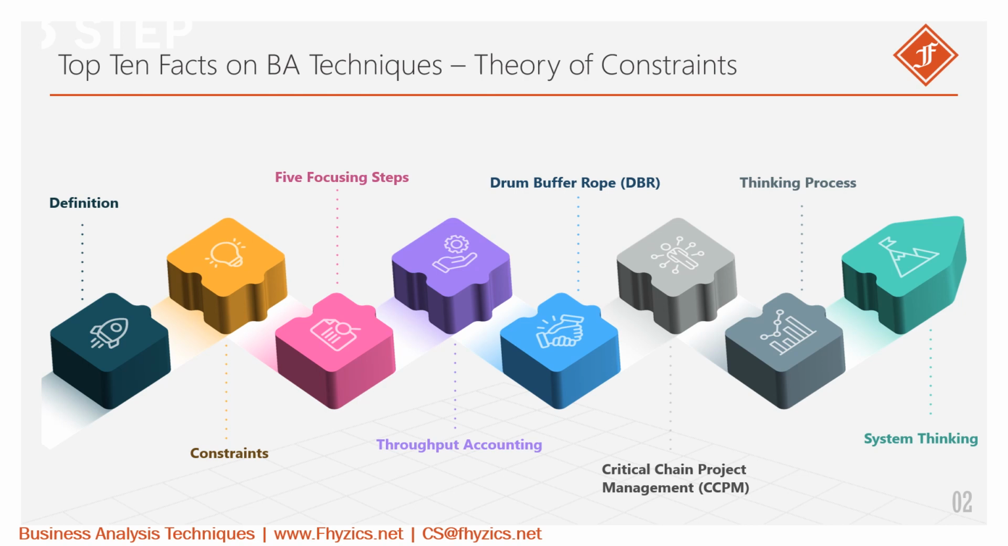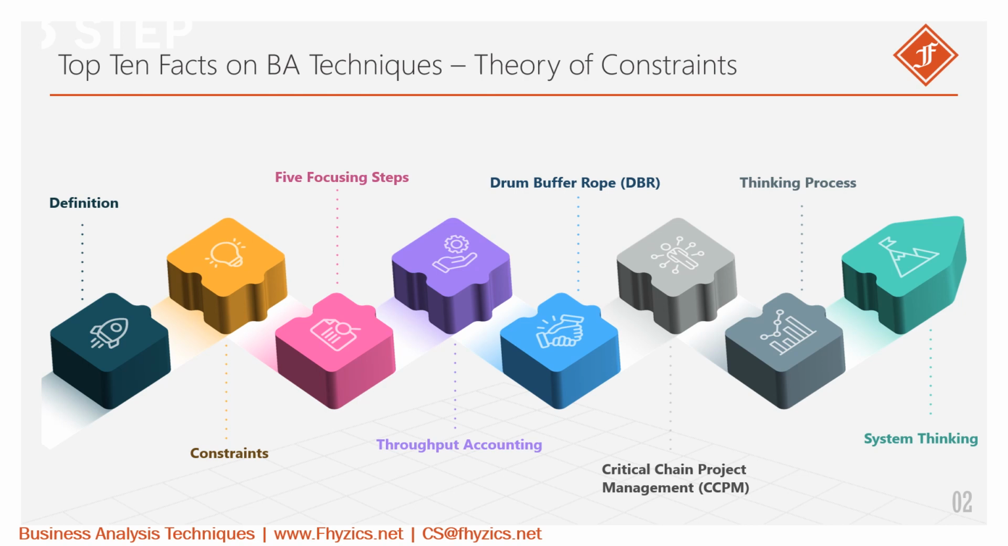Constraints. TOC emphasizes that every system has at least one constraint that limits its performance. A constraint can be a physical resource, a policy, a rule, or any other factor that restricts the system from achieving its desired outcome. Identifying and addressing constraints is crucial for improving system performance.